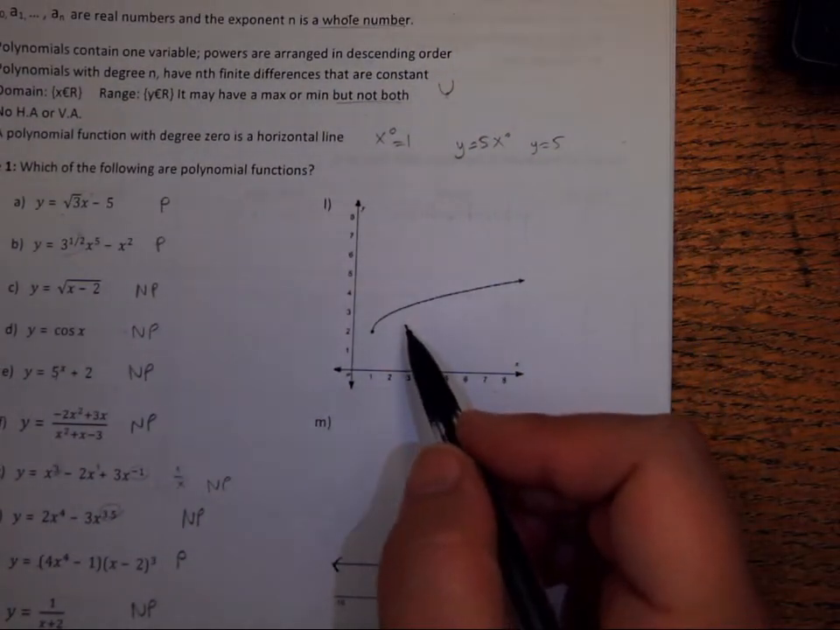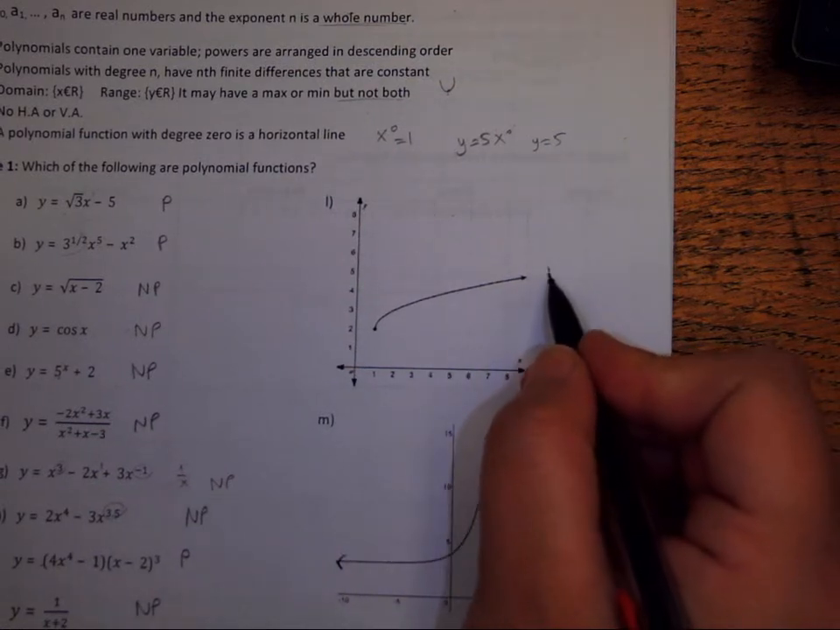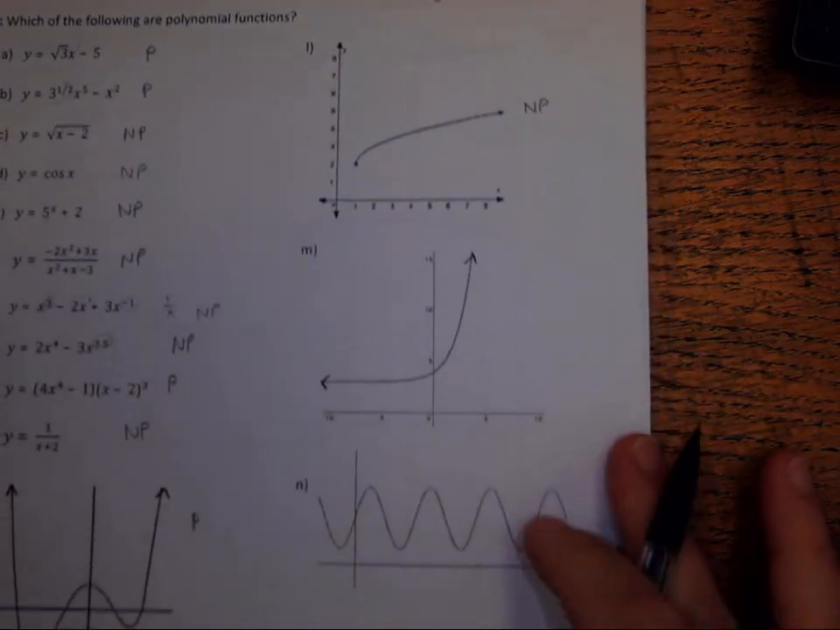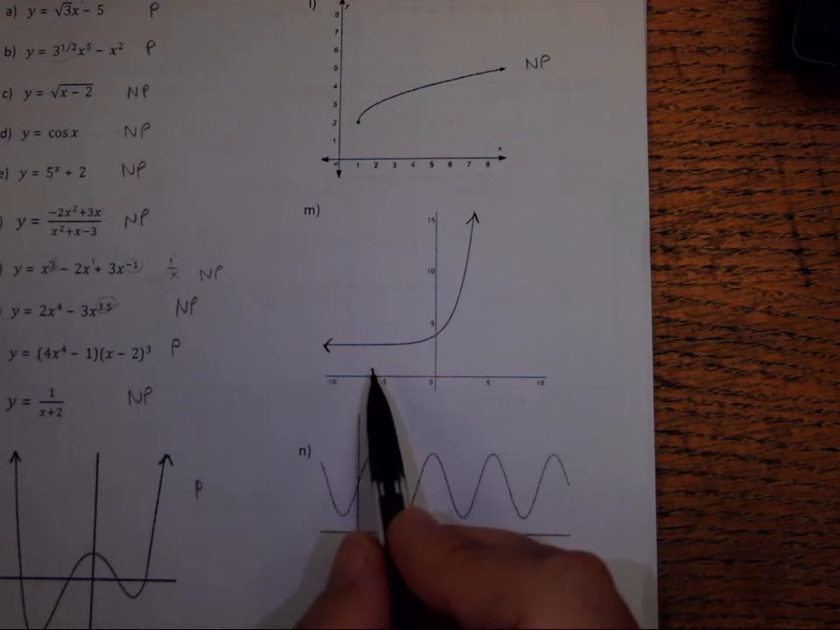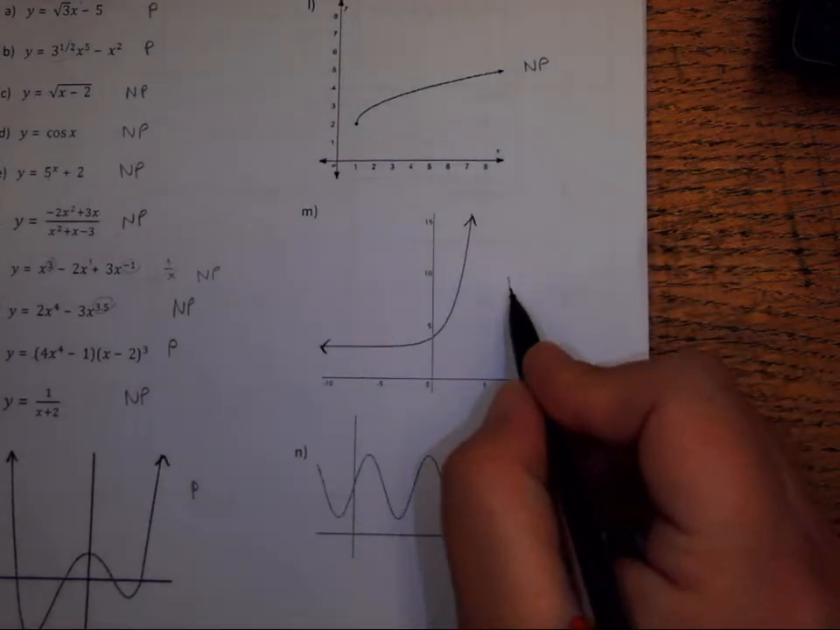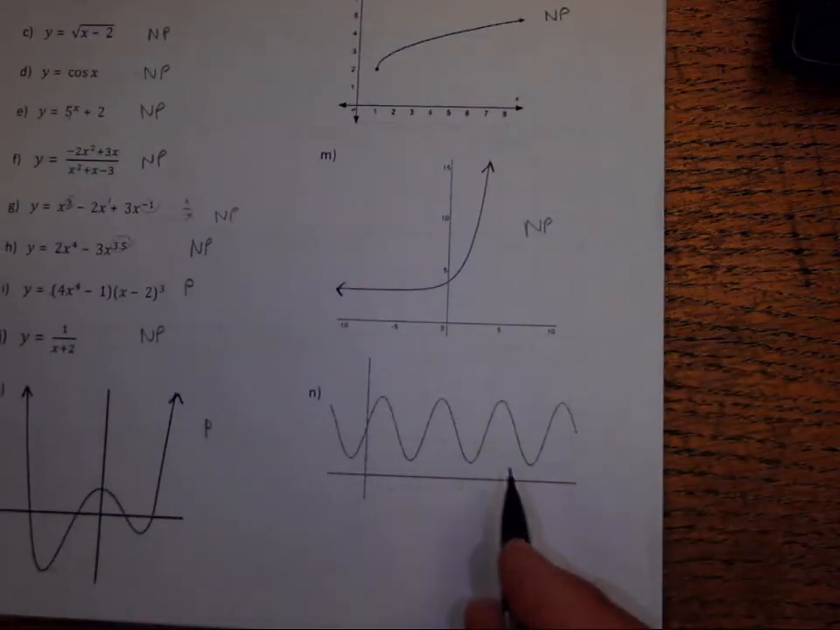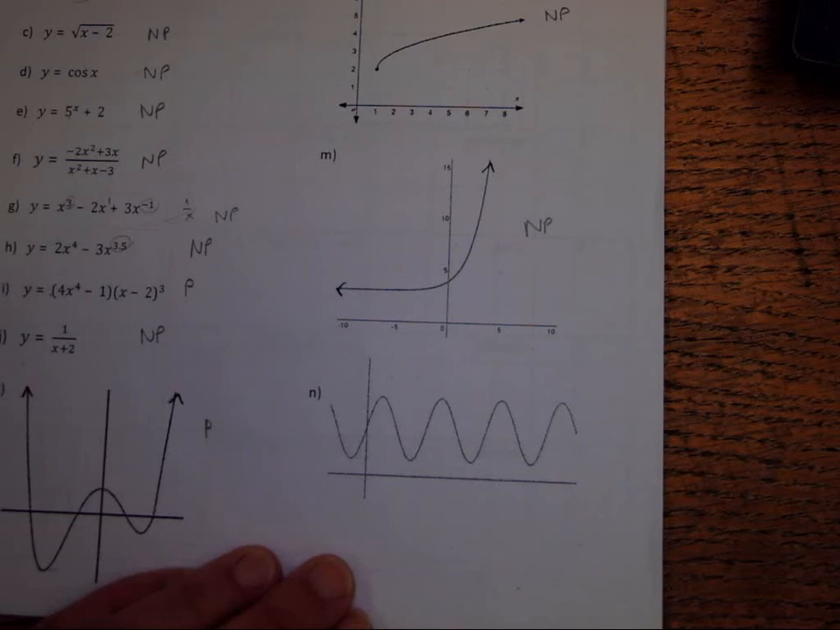L, no, it's a square root function. Power is 1 over 2. It doesn't work, so not polynomial. M, no, it has an asymptote. It's an exponential function, not a polynomial. N, no, it's a trigonometric function, a maximum and minimum at the same time.